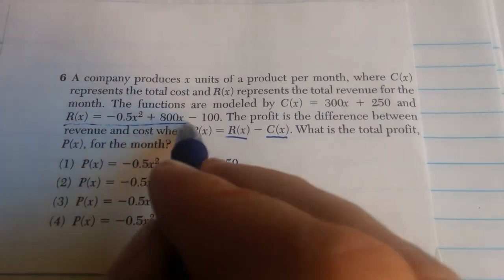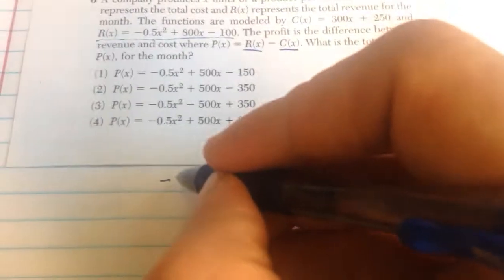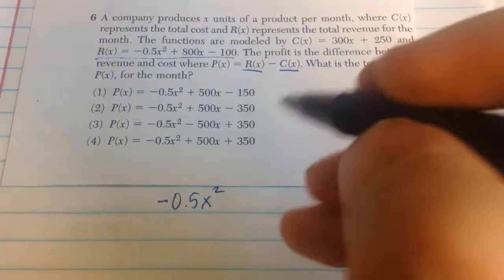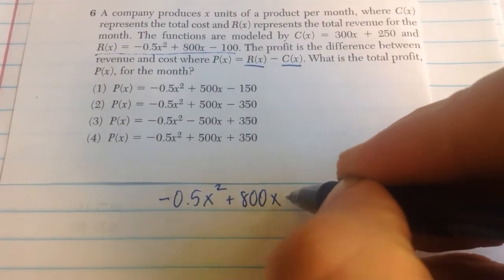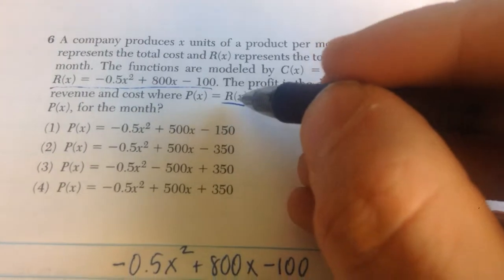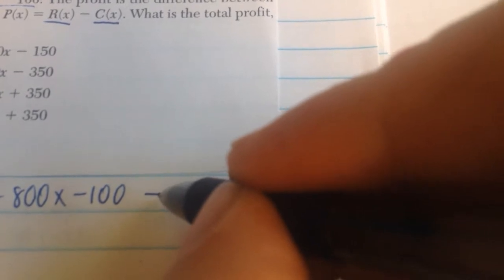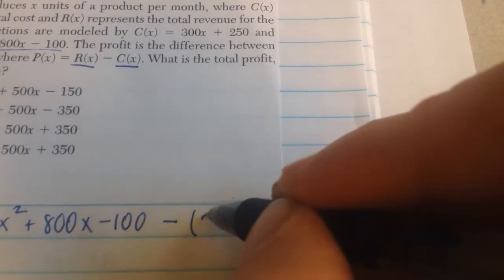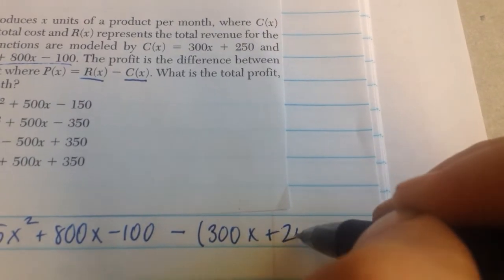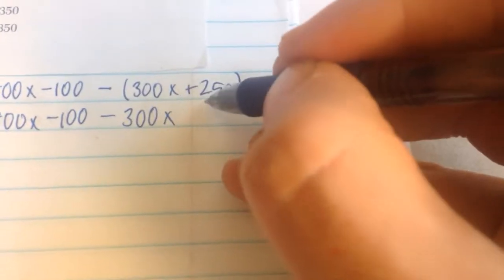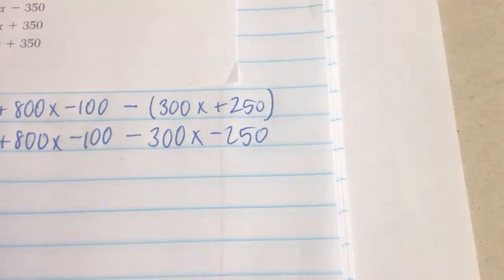So since R of x equals this, I am going to write negative 0.5x squared plus 800x minus 100. Okay, this is my R of x. Now I want to subtract my C of x function. But since we're subtracting a binomial, I have to have it in parentheses, because we have to distribute the negative sign as minus 300x and then change this to minus 250.